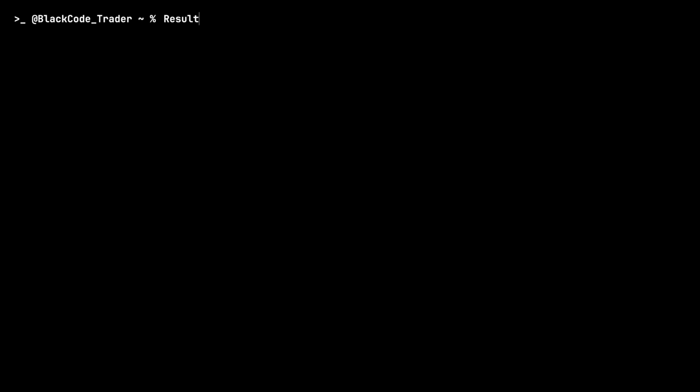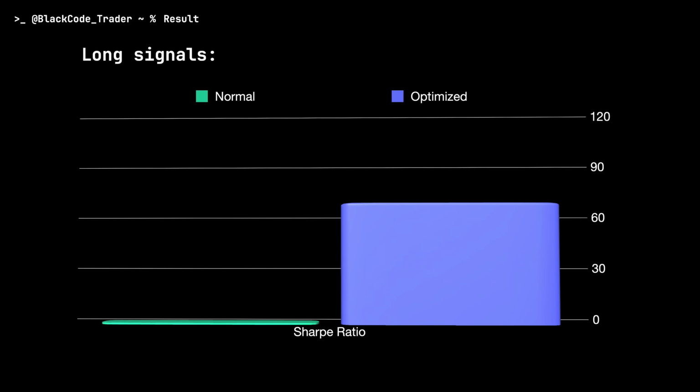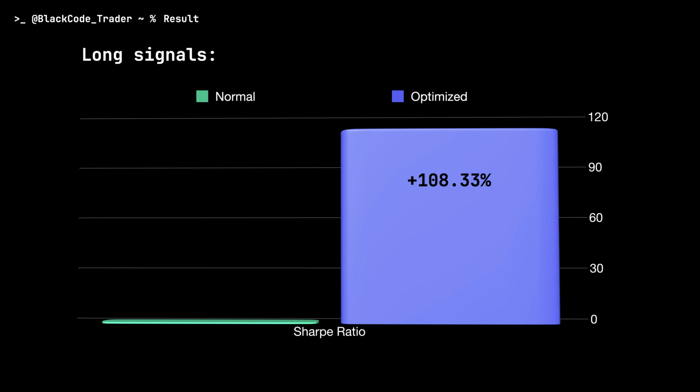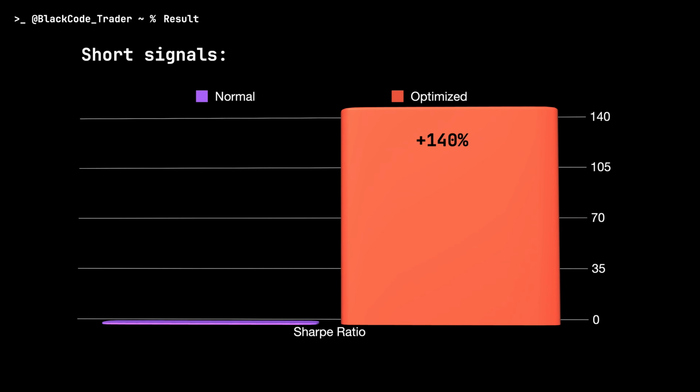The result was kind of promising. For long signals, we had around a 108% increase in our Sharpe ratio. This shows that our system is picking much more accurate risk-adjusted signals now. For shorts, we had around a 140% increase, which in general is kind of an impressive improvement for such a simple trading strategy.